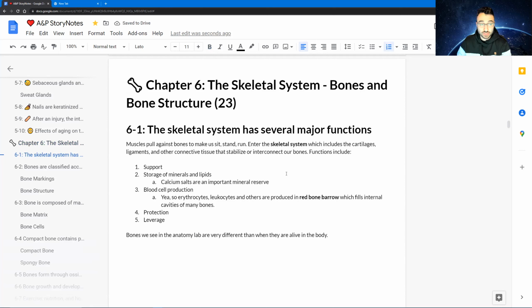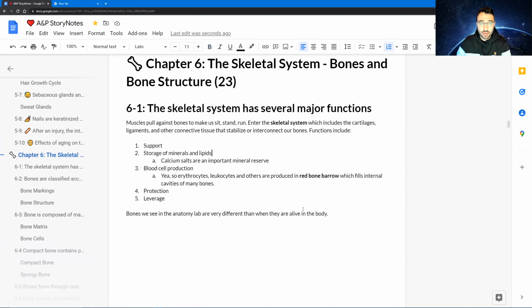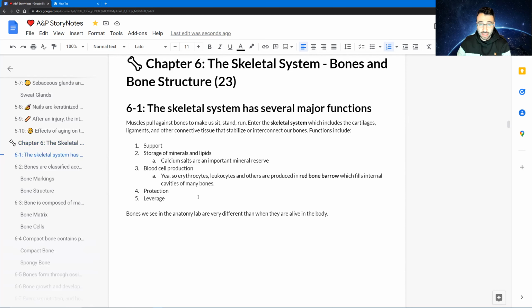The skeletal system does include cartilages, ligaments, and other connective tissue that are going to stabilize and interconnect those bones. Our bones provide us with support. They store minerals and lipids, an example being calcium salts. They're going to produce blood cells: erythrocytes, red blood cells, leukocytes, white blood cells, and others are produced in the red bone marrow, which fills those internal cavities of many bones. They offer protection, like our rib cage, for example, and leverage as well. Our bones act as levers for us to be able to perform work.